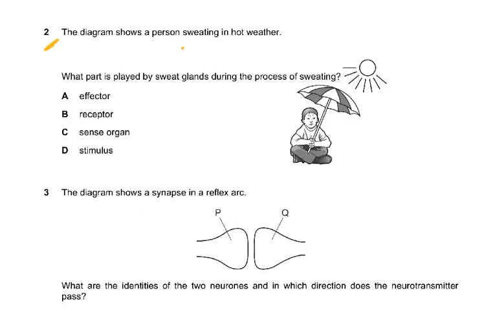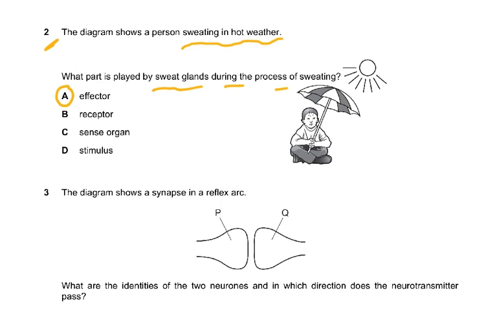Question number 2. The diagram shows a person sweating in hot weather. What part is played by the sweat glands during the process of sweating? Effector, receptor, sense organ, stimulus. Okay, so let's say a person enters a room that is very hot. Your skin has temperature receptors. They detect this room is very hot. All this information taken by the sensory neuron reaches the brain through the spinal cord. And all that information is processed by the brain, and the brain sends impulses to the effector, the sweat gland. They produce sweat. The sweat evaporates and cools the body down.